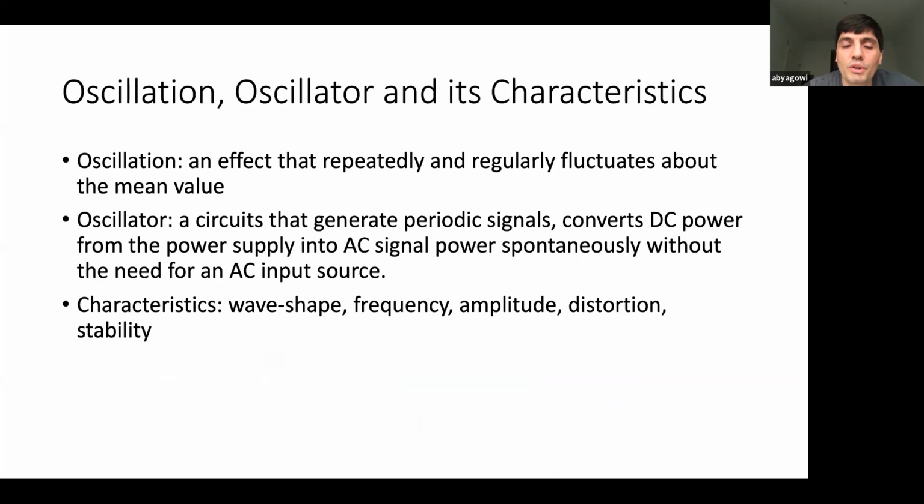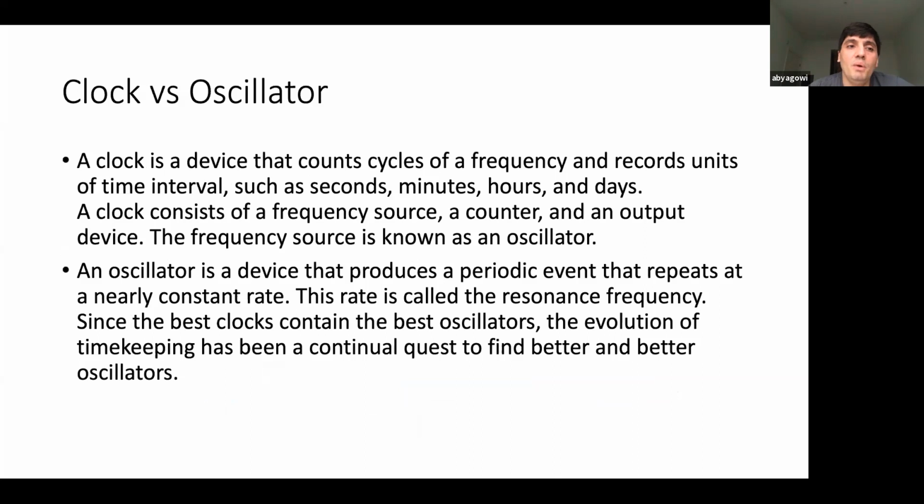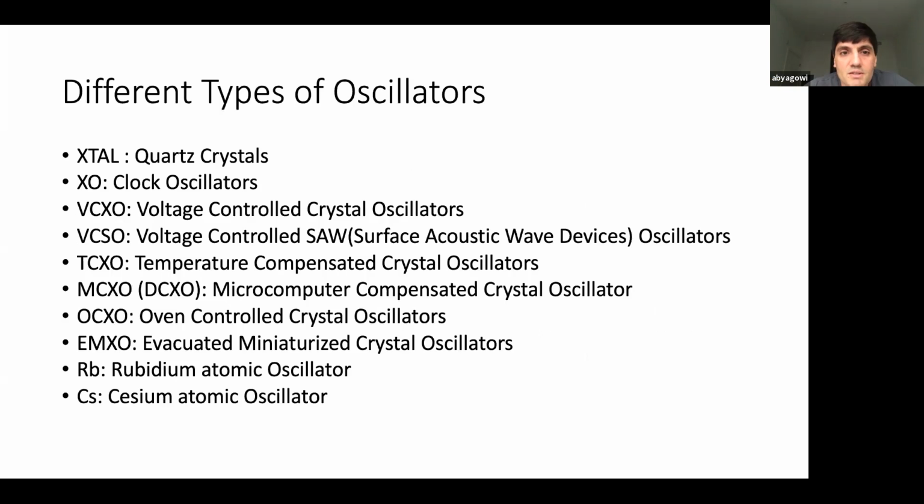So again, a little bit more into the basics of oscillators. We probably don't need to dig a lot into it. Oscillation is basically a physical phenomenon of something fluctuating. An oscillator is a circuit that takes advantage of that, and you also have the characteristics of the shape and everything. And now we have a clock. A clock is basically an integrator of the oscillation, so it's a counter.